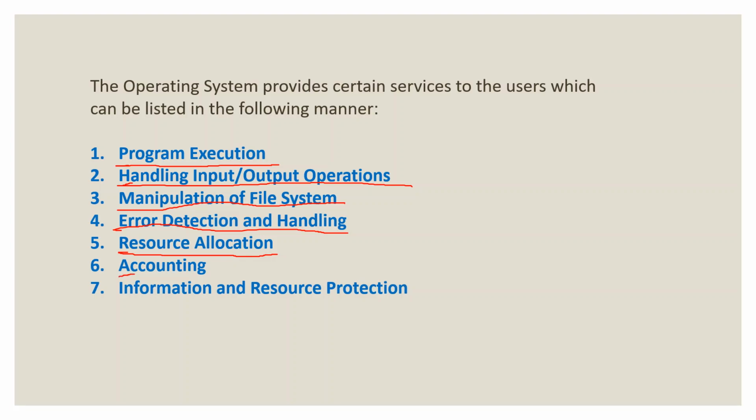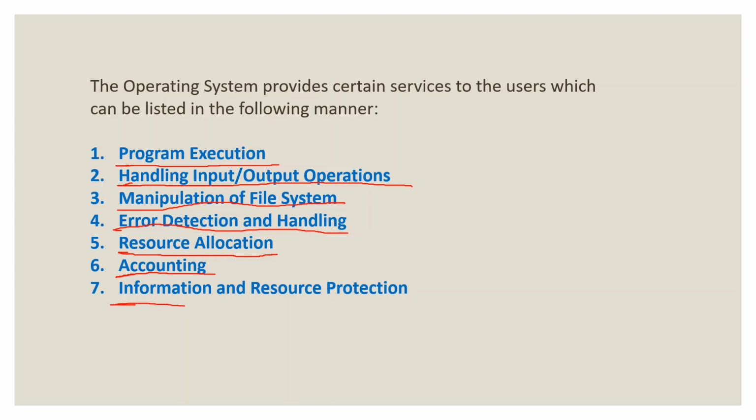Next is accounting. The operating system tracks an account of all the functionalities taking place in the computer system at a time. All the details, such as the types of errors that occurred, are recorded by the operating system. So here accounting means only the recording, or tracking the account of all types of functionalities.